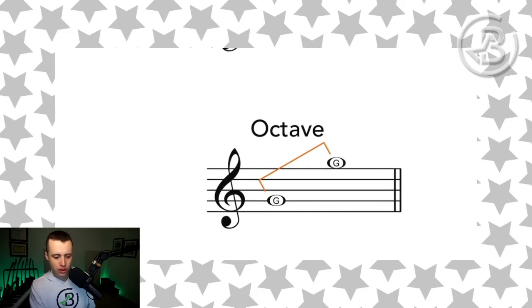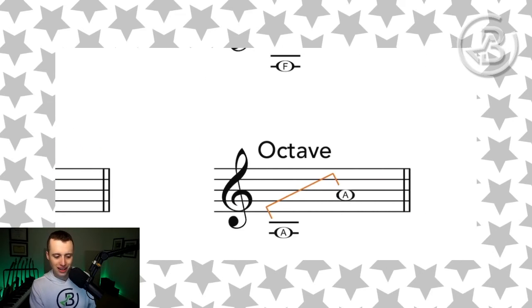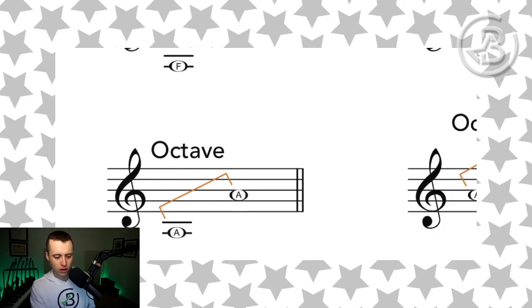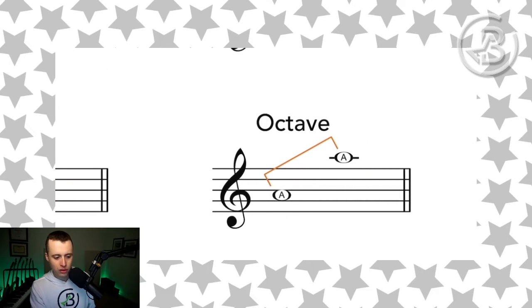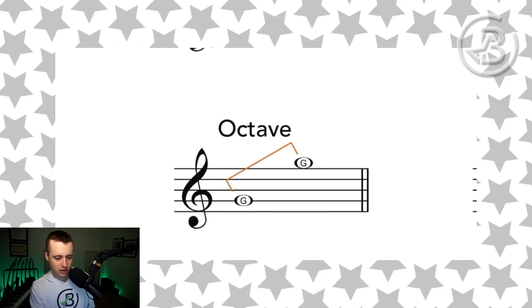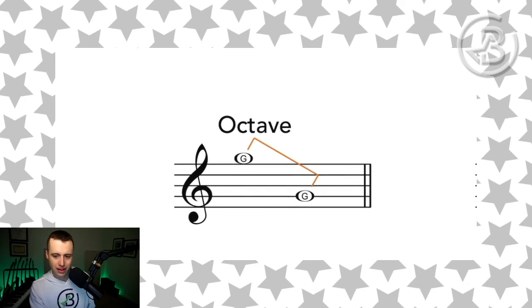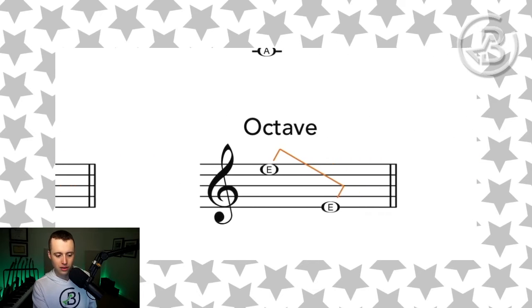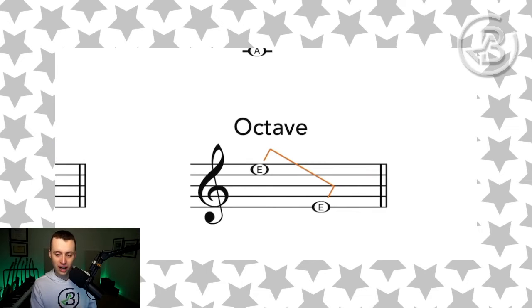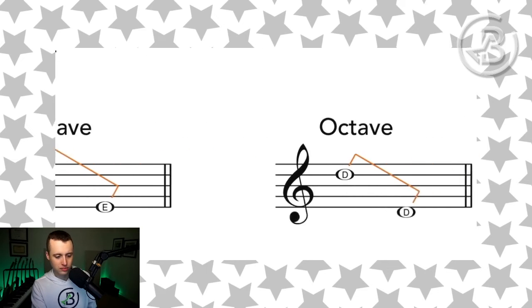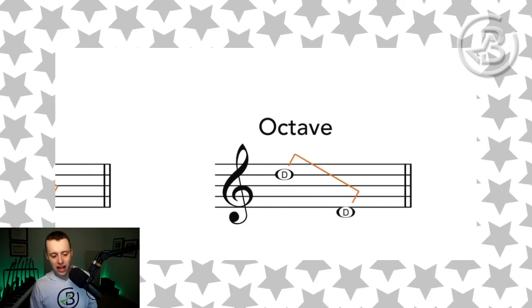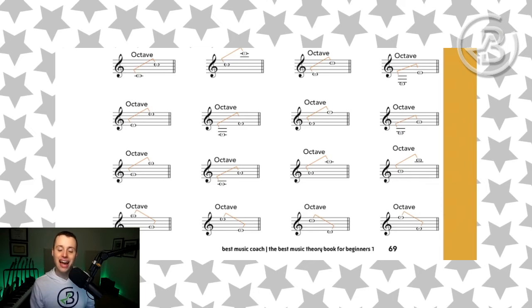Here's G4 to G5. Here's A3 to A4, A4 to A5. Now here are some octaves going from high to low. We have G5 to G4, E5 to E4, and D5 to D4. Those are octaves as written with music notes on the staff.